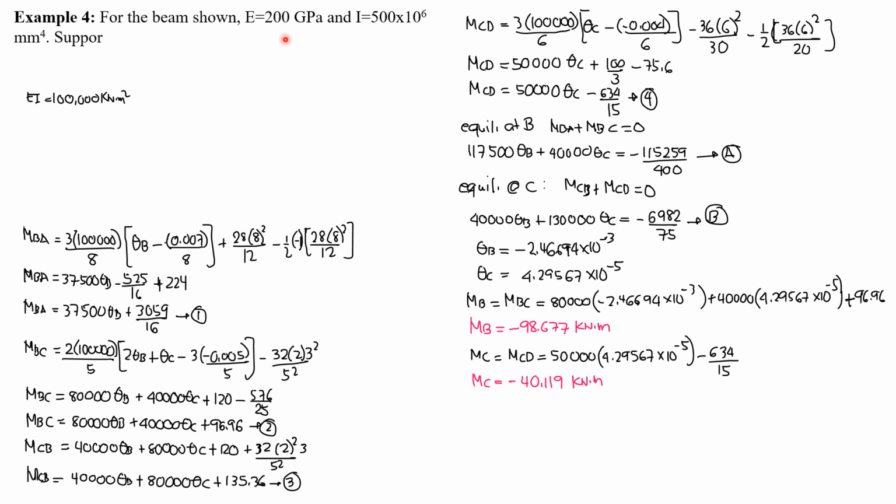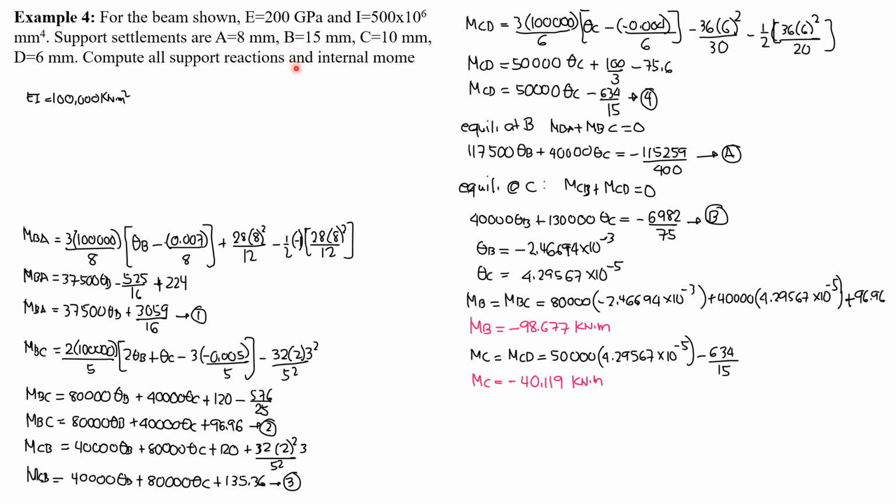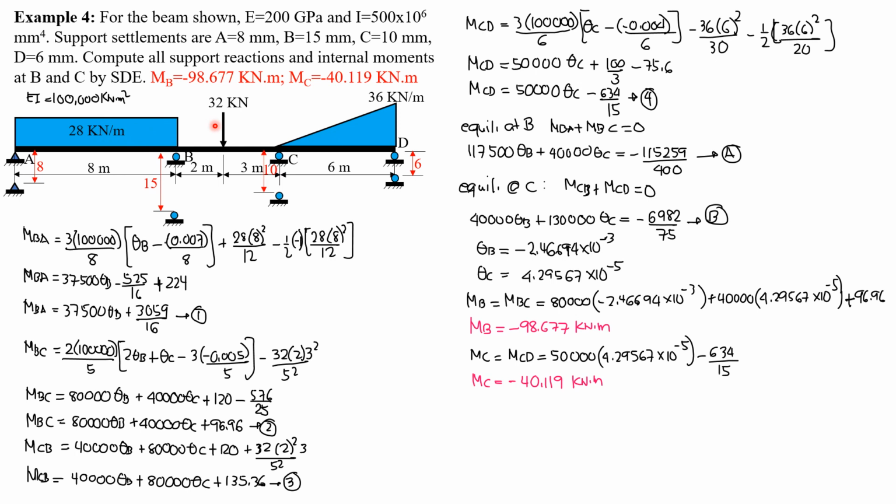Also remember that this problem was solved also by three moment equations, so we just verify that the answers are the same. So EI equals 100,000 kilonewton meter square: 200 times 10 to the 6 kilopascals times 500 times 10 to the 6 mm to the fourth, divided by 1000 to the fourth to make it meter to the fourth. So 100,000 kilonewton meter square. And we have support settlements here.